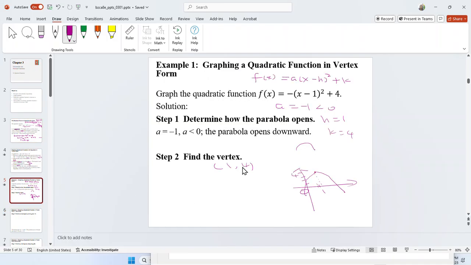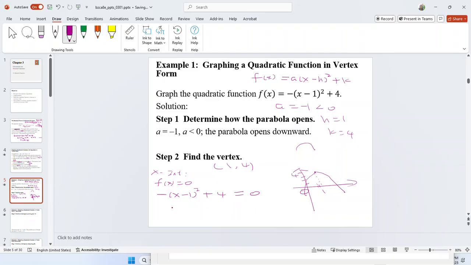So how do I find my x-intercept in here? We said that earlier: if I want to find the x-intercept, y must be 0. So that means f of x or y equals 0, right? So we're going to have negative (x minus 1) squared plus 4 equal to 0.